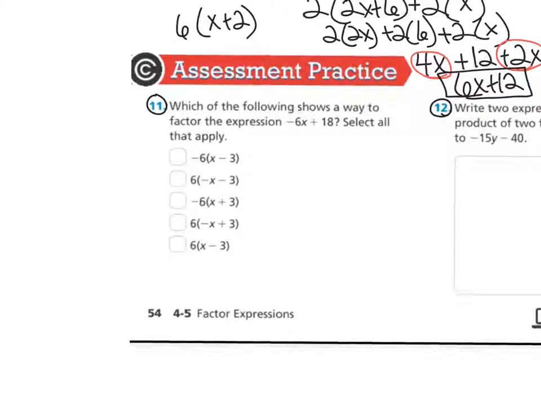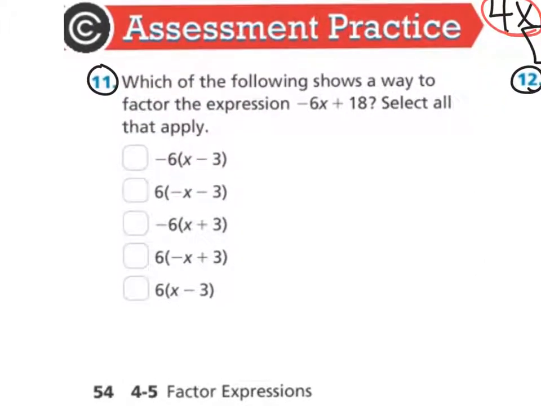Number 11, they're asking which of the following shows a way to factor this expression. Select all that apply. Usually means at least 2 of them are going to work. Not always, but usually. So what you can do here, if you want, in these parentheses, anytime they're subtracting, if you want to add the opposites there, you can. And then we can just distribute.